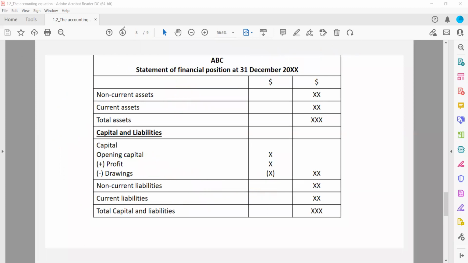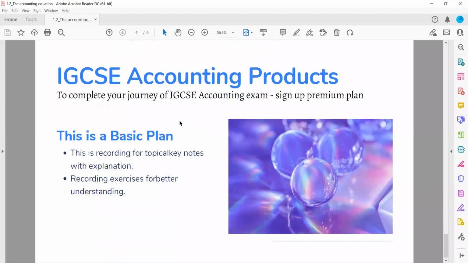So basically, we have gone through the chapter. For more detail, refer to the exercise that I recorded and try to practice yourself. So see you.